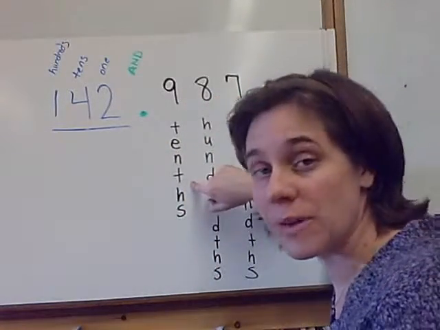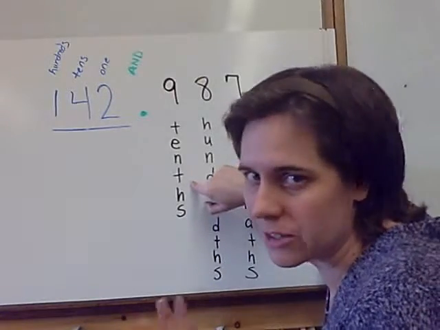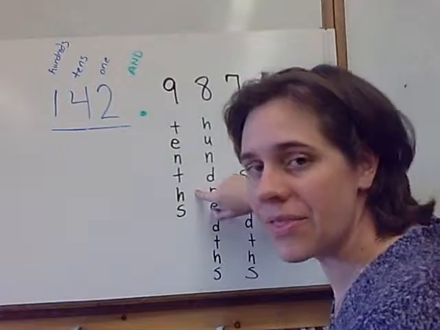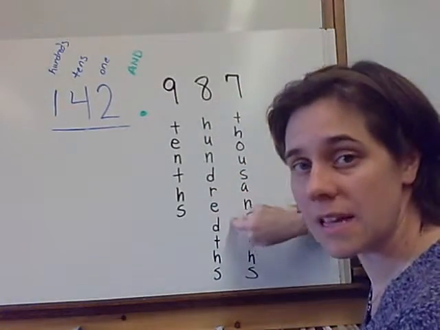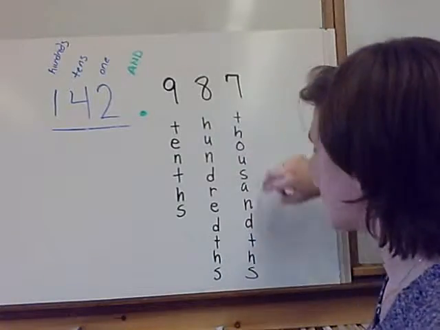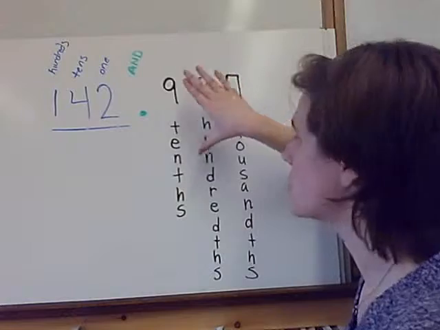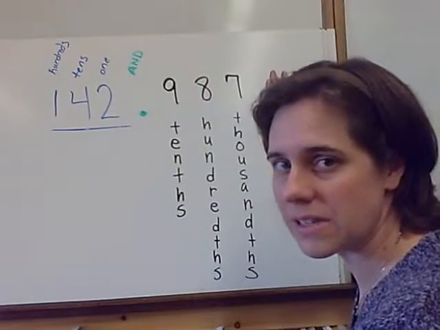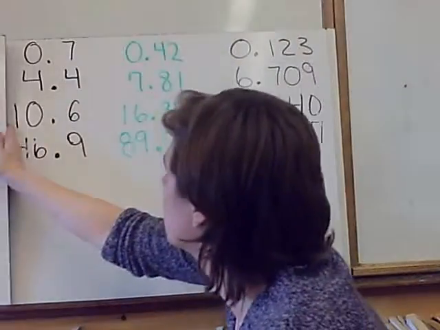The first place value is tenths. I know, there is no such thing as oneths. Don't ever use that. Tenths, with that THS on the end. Next comes the hundredths. And lastly, for this year, thousandths. So tenths, hundredths, thousandths place values are what we're going to be focusing on.